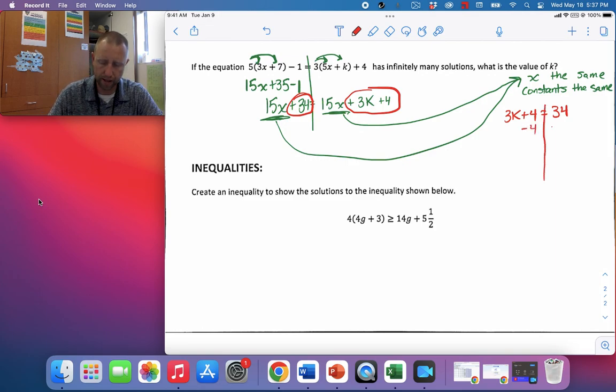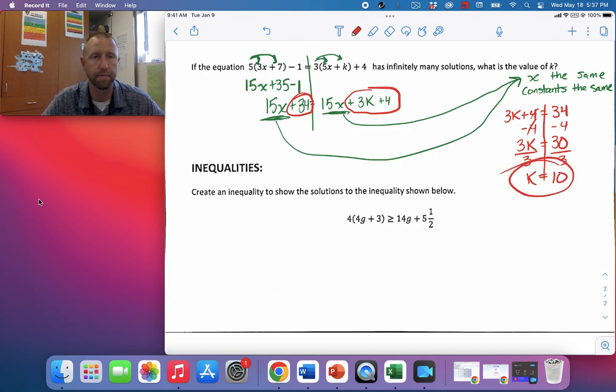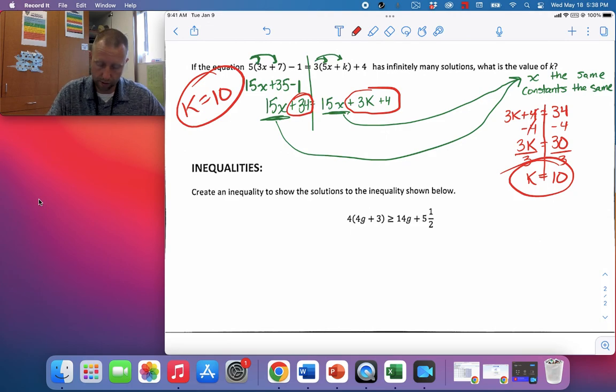Subtract 4 from both sides. That gives me 3k equals 30. And then I'm going to divide both sides by 3. 30 divided by 3 is 10. So k has to be 10. K has to equal 10 in order for this to be infinitely many solutions, because that's what will get it to equal 34. Plug that into right here and just check. 3 times 10 is 30. Plus 4 is 34. 34 is on the other side. We're all good.